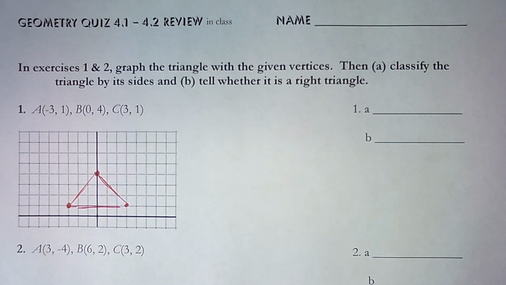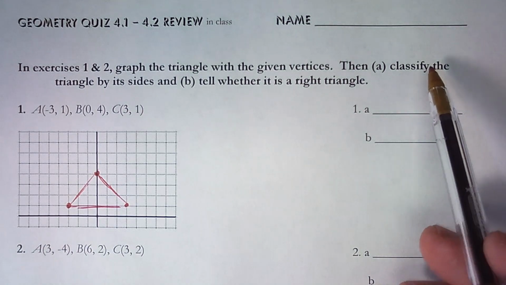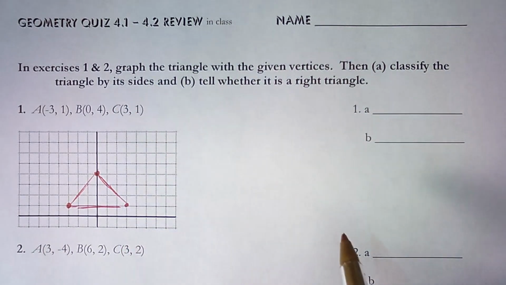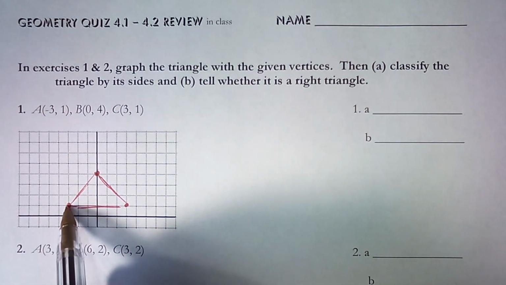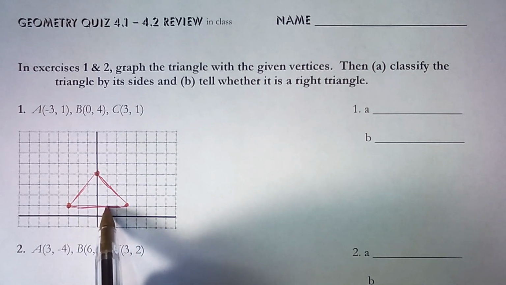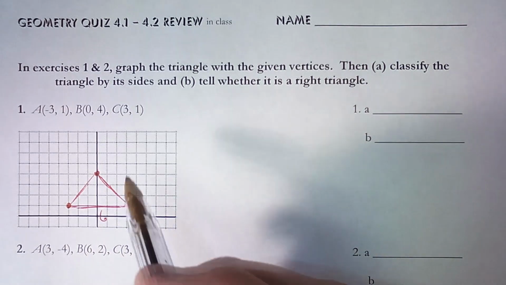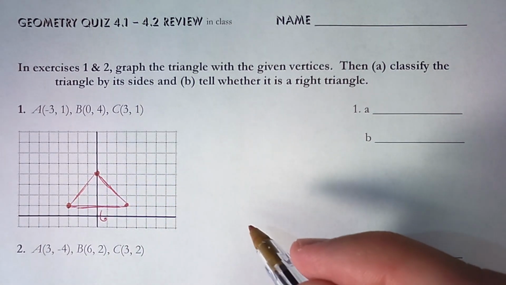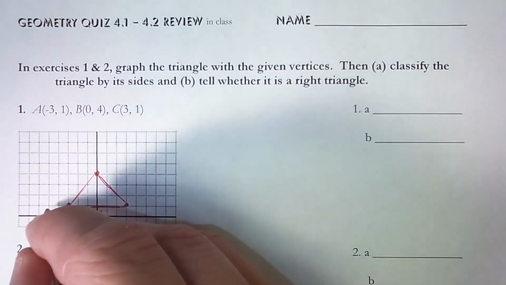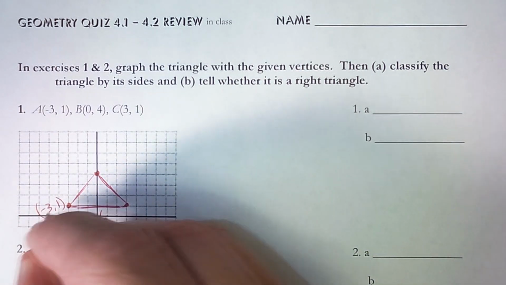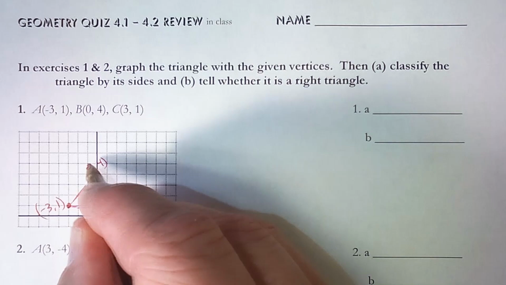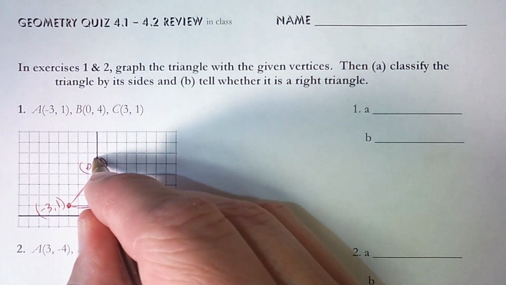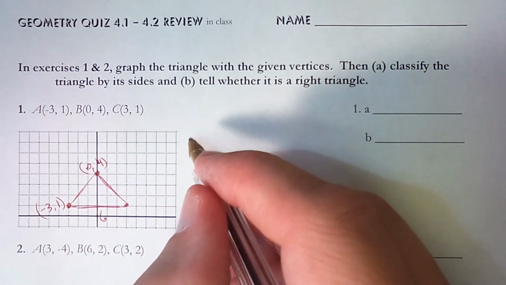Okay, so we want to classify the triangle by its sides, so we'll start with that. So this side right here has a length of 1, 2, 3, 4, 5, 6 units. Okay, so let's find these two lengths and see if any of them are the same. So here we have -3, 1 and 0, 4. So let's use the distance formula to find that exact length.